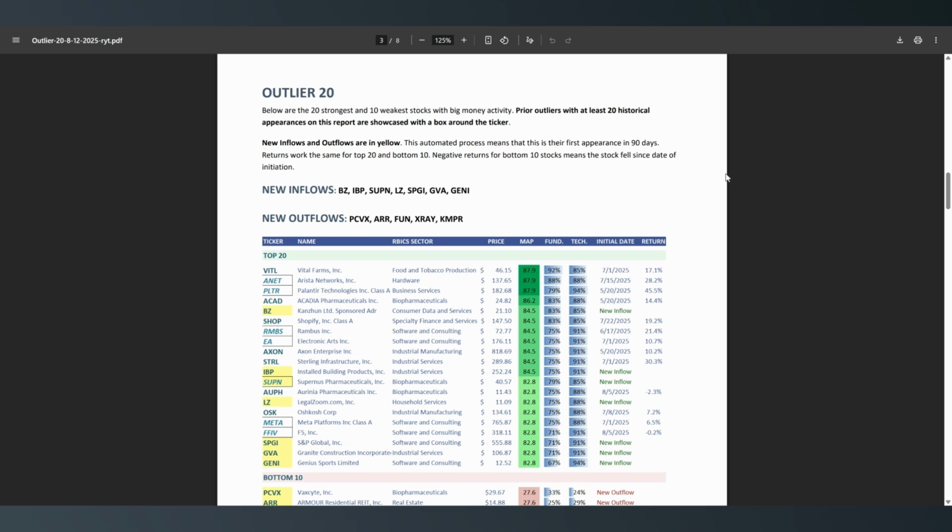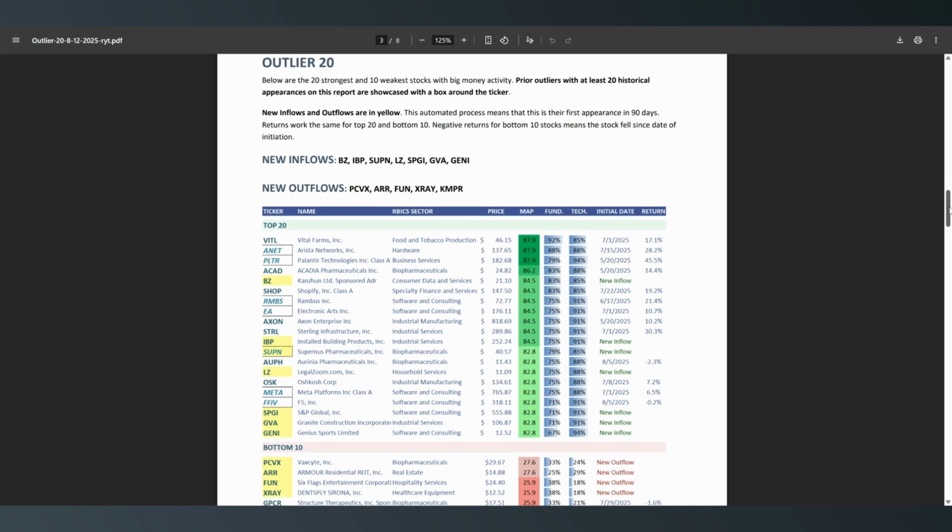So check this out. This is very important. You can see the new inflows. So these are all the tickers in yellow, and that means it is the first time on this report in a 90-day rolling period. Same thing for outflows. The box indicates if a stock is in fact an outlier. And what does an outlier mean? It means it has been on this report at least 20 times. So very few companies have that on this list. We can see Palantir, we can see Arista Networks, we can see Rambus, Electronic Arts, Supernus, Meta Platforms, and F5.